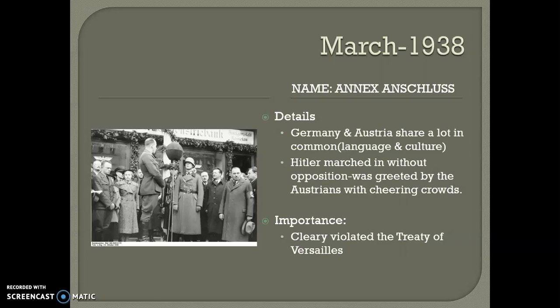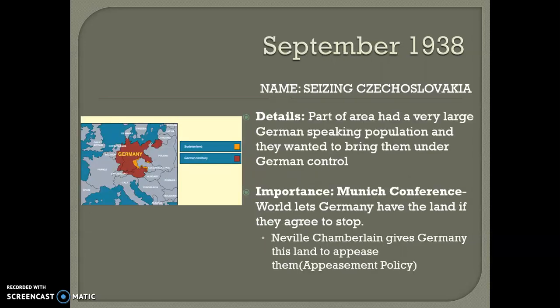But again, people were willing to look the other way because Hitler was going to be an assistance in fighting the Soviet Union, so no one really cared. All right, this is when things really start to get sketchy. So it's September 38. So we're not talking big gaps. We're not talking really months here.